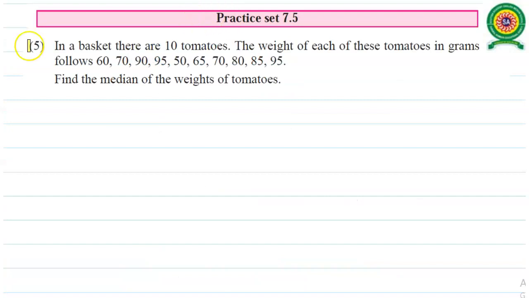Look ahead to question number 5 from practice set 7.5. In a basket there are 10 tomatoes. The weight of each of these tomatoes in grams is as follows. We are given 60 gram, 70 gram, 90 gram, 95 gram, 50 gram, 65 gram, 70 gram, 80 gram, 85 gram, 95 gram. Find the median of the weights of the tomatoes.